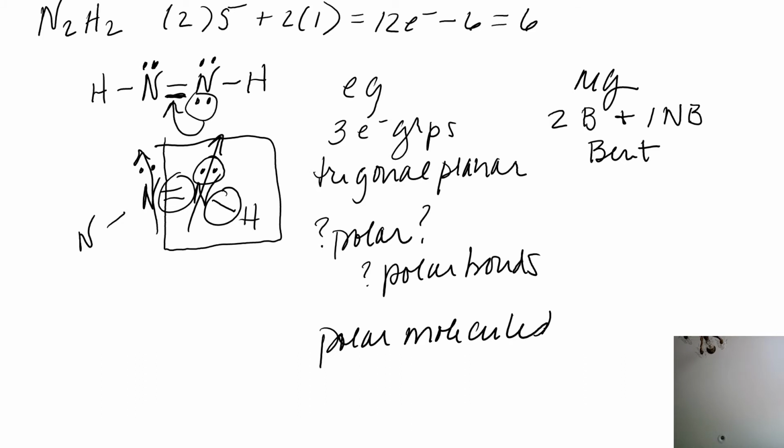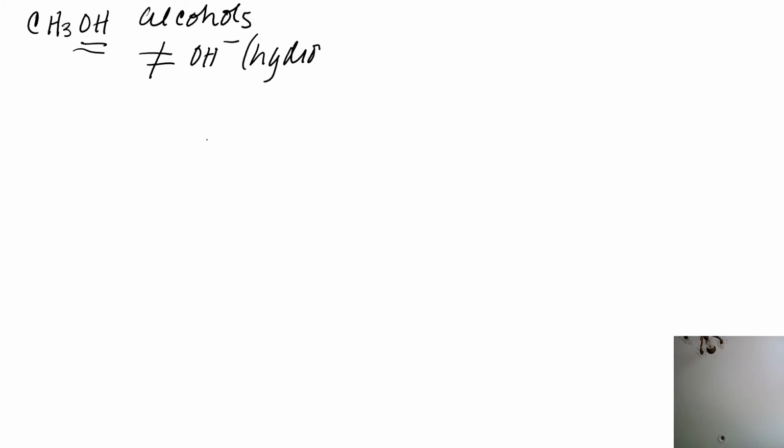Next up, CH3OH. And you've seen this type of molecule before when we looked at combustion reactions. This is an organic compound, and it's in a class called alcohols. Remember, we discussed that this OH group is not the same as OH minus, which is, of course, the hydroxide ion.